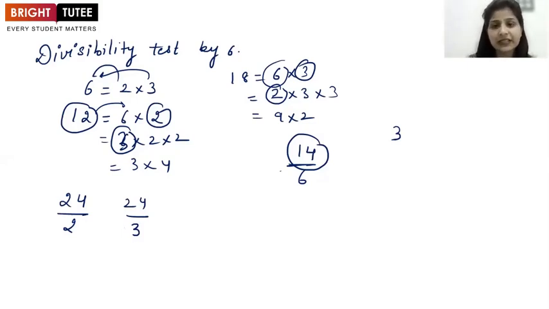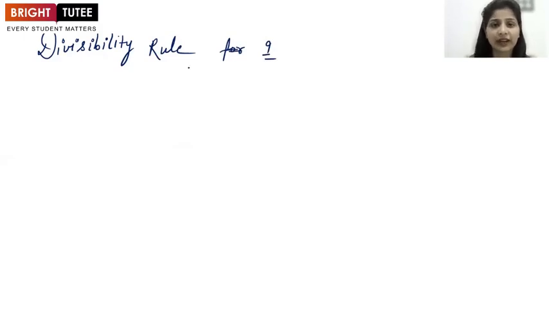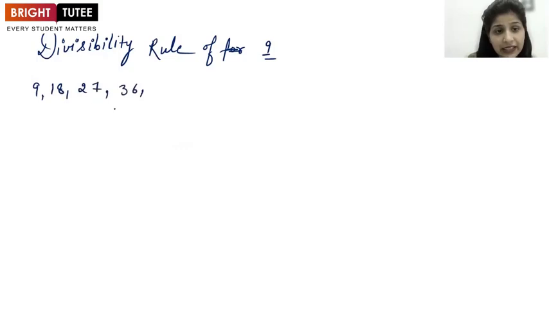Similarly, students, let's discuss the divisibility rule for 9. Let's try. So we will mention the divisibility rule of 9. When we have to check whether a number is divisible by 9 or not, what do we do? Let's take the multiples of 9. 9 ones are 9, then 18. Like this we will be getting 9 ones are 9, 9 twos are 18, 9 threes are 27, 9 fours are 36, 9 fives are 45, 9 sixes are 54, and like this.